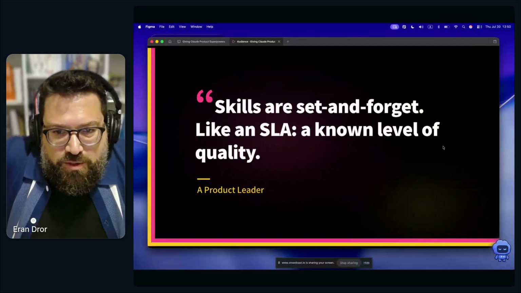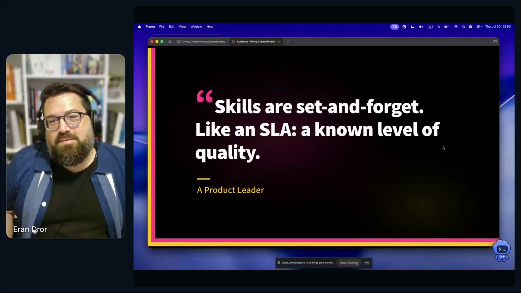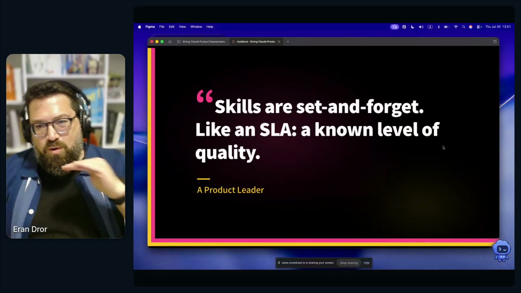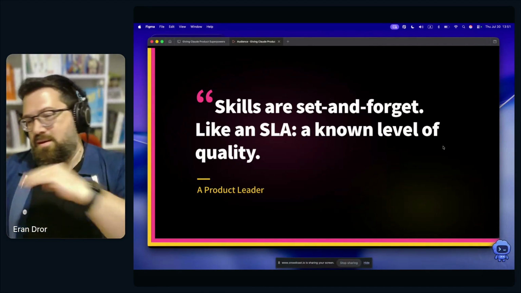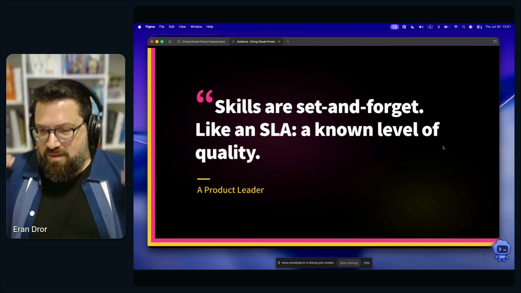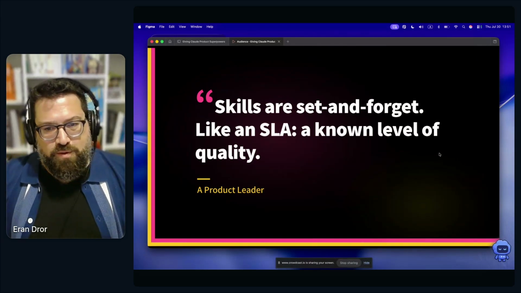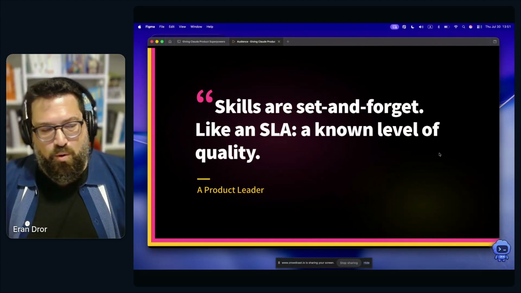And this is a product leader we talked to who describes skills as set and forget. It's like an SLA. It's a known level quantity. Once you wrote a great prompt that returns a great result again and again, you can just call it whenever you want. And it becomes much more reliable than whatever I felt like writing in that moment.